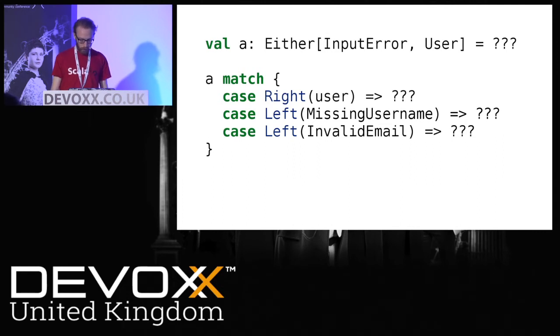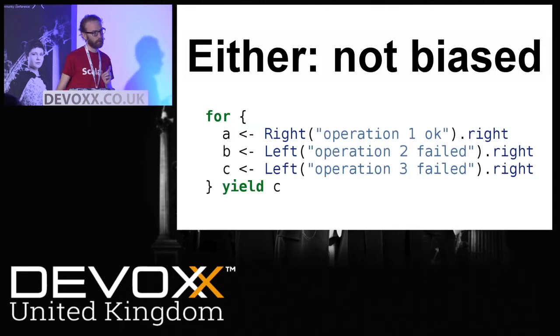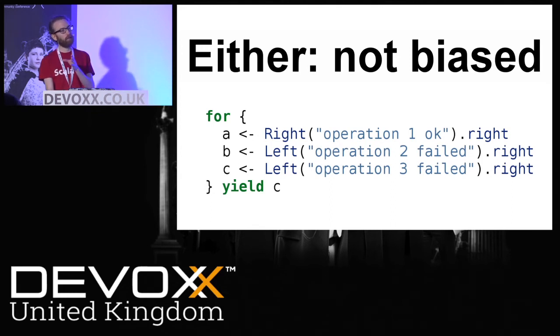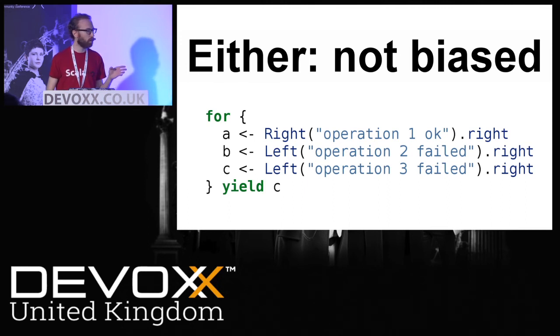Okay, so that's good. Keep in mind that by convention, right is the happy path and left is the error path. But that's just a convention, because Either provided by the Scala standard library is not biased. So if you want to use flatMap and stuff like that, you're forced to, at each step, say to Scala, I'm really interested in the right. So if you want to chain Either values, don't forget to put the .right at the end when you're calling flatMap or writing a for block.